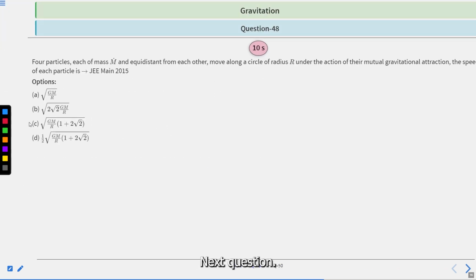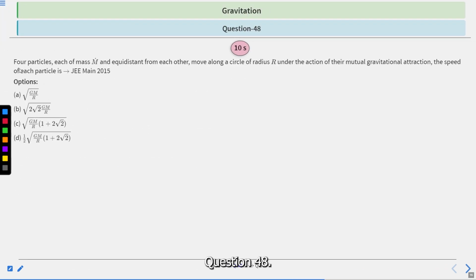Next question. Question 48. Four particles, each of mass m and equidistant from each other, are moving along a circle of radius r under the action of their mutual gravitational attraction. The speed of each particle is what? So here the question asks about the speed of the particles. Given options: option A, option B, option C, and option D. So which option is correct?